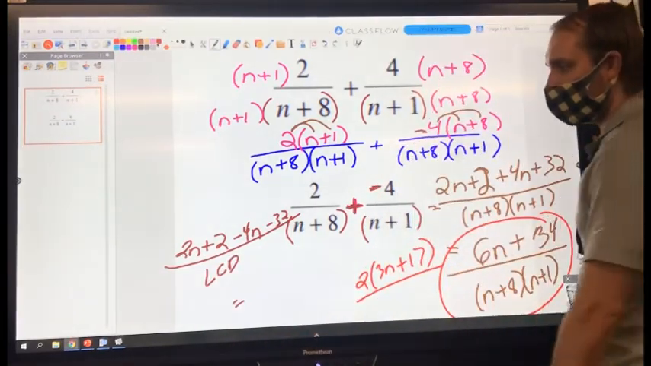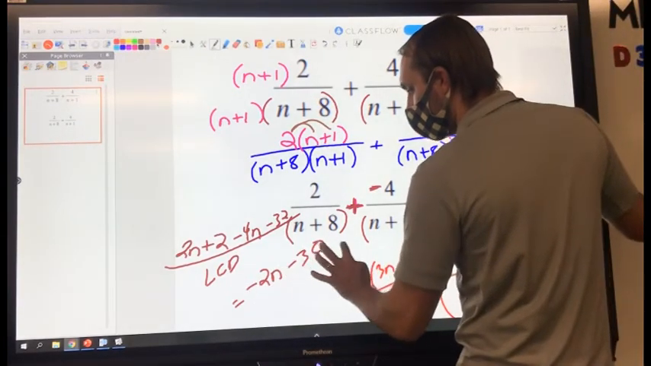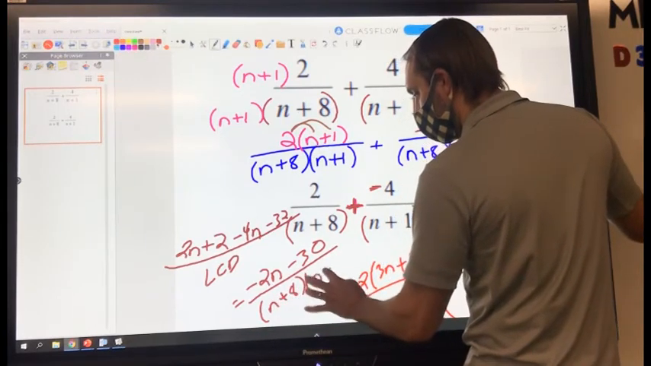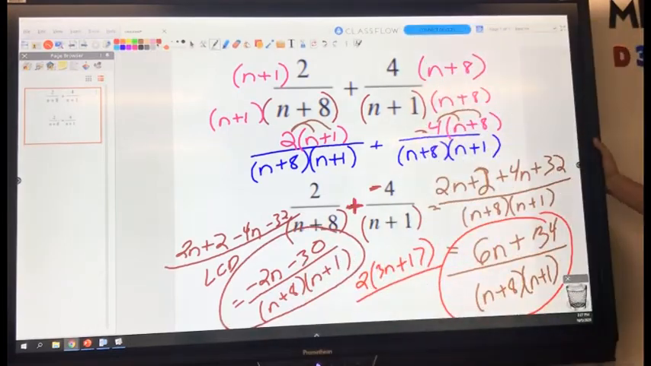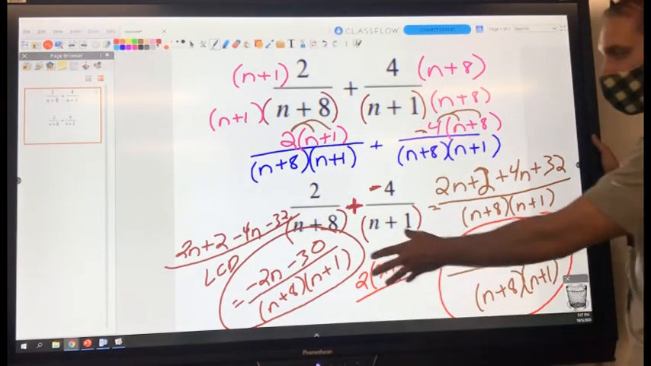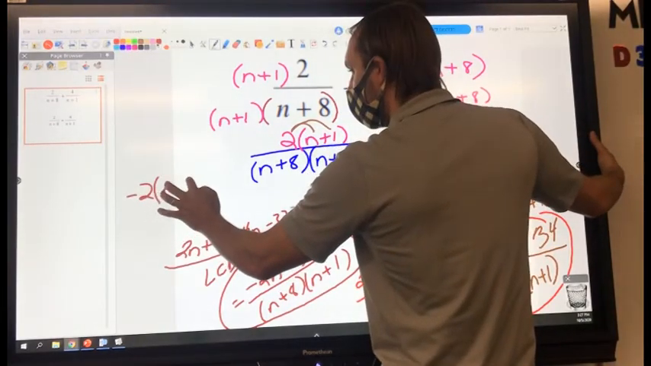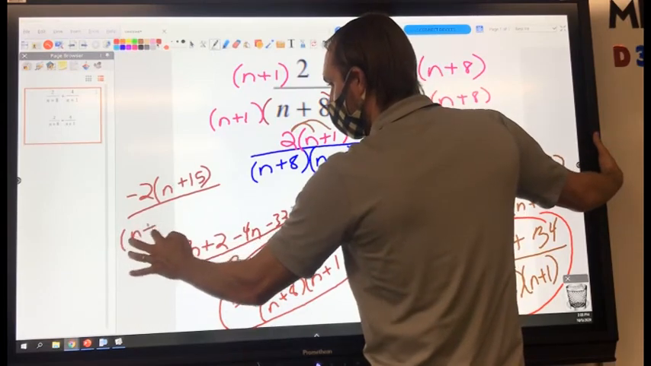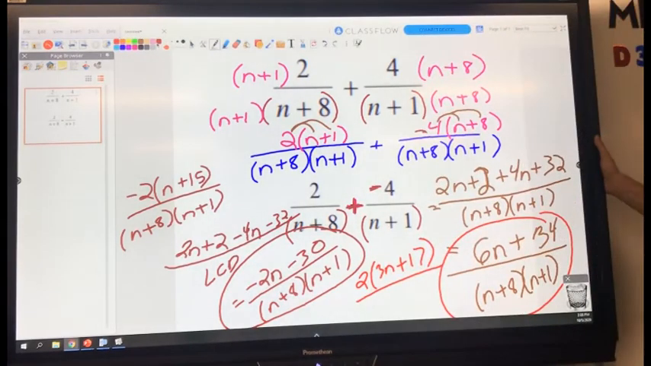So now when I combine like terms, I get a negative 2n minus 30, all over n plus 8, n plus 1. Of course, again, you could factor out a negative 2 to be neat and clean. It's a plus 15, which does not simplify to anything on the bottom, so you're okay there.